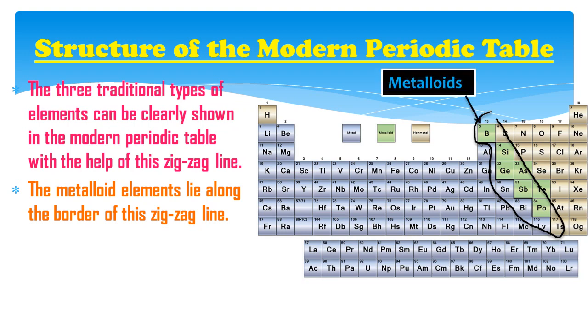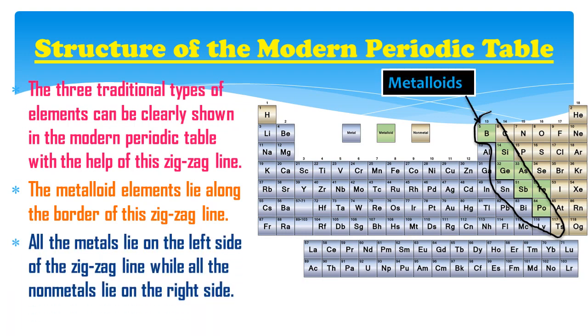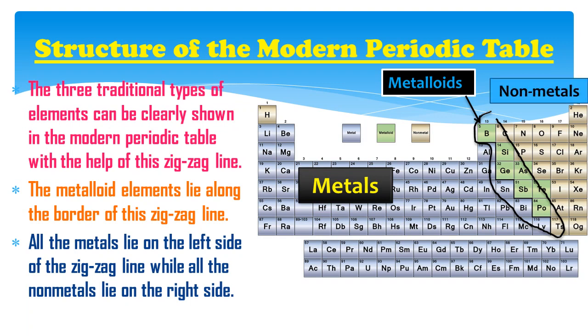And these are the metalloid elements which contain the properties of both metals as well as non-metals. All the metals lie on the left side of the zigzag line, while all the non-metals lie on the right side of the zigzag line. Alright, now students, let's understand the modern periodic table and electronic configuration of an element.